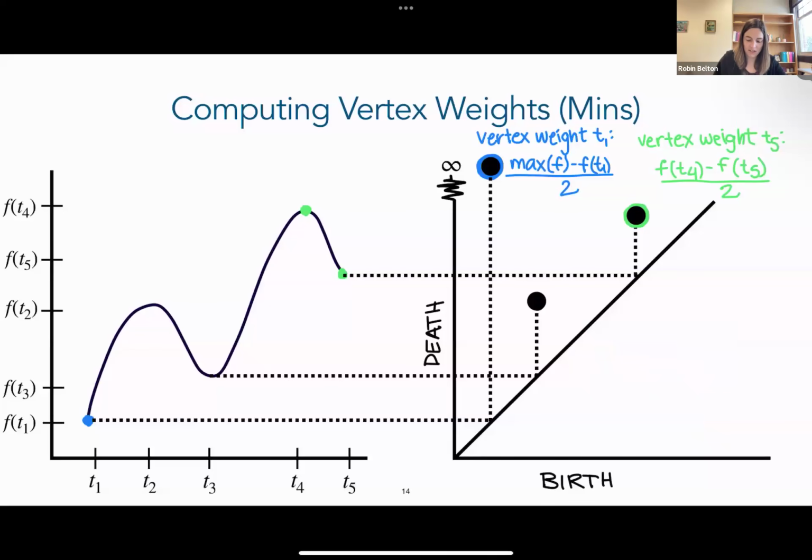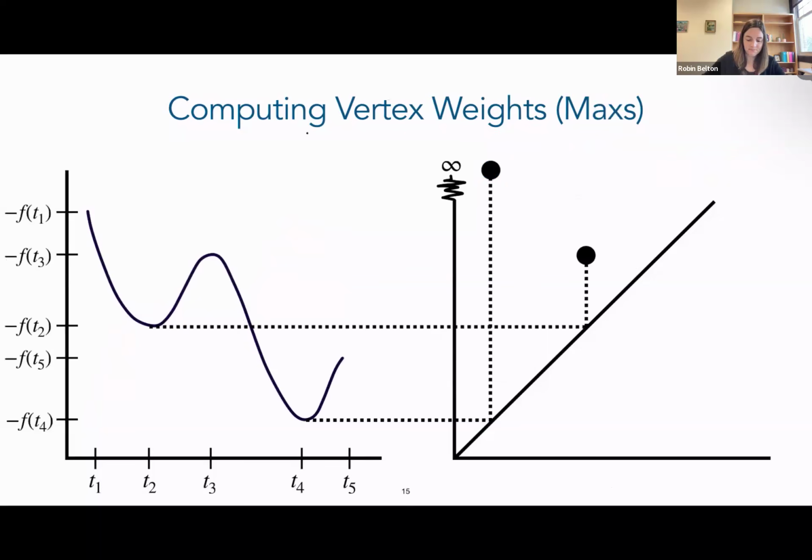And then similarly, we can travel around our diagram and get vertex weights for the other mins. So for the green one, we do a similar procedure. And then for the min at T1, the death coordinate is infinity, and it's hard to do arithmetic with infinity. So we just do max of our function minus f(T1), divided by 2. So at this point, we have vertex weights for all our local minima.